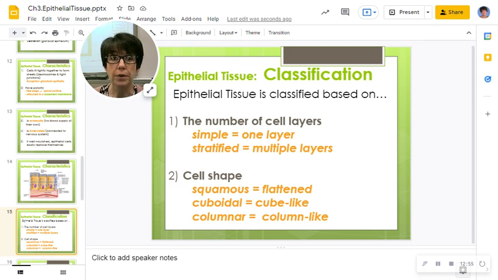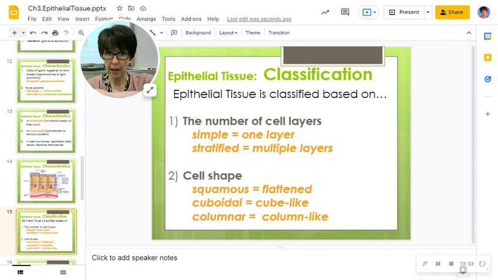Okay, so epithelial tissue is classified based on how many layers of cells are there. If it's one layer of epithelial cells, one layer of cells in that tissue, we say it's a simple epithelial tissue. If it's got multiple layers, like your skin, your epidermis, then we say it is stratified. So simple, one layer, stratified, many layers. We can also refer to the cell's shape. There are three basic shapes that we deal with here.